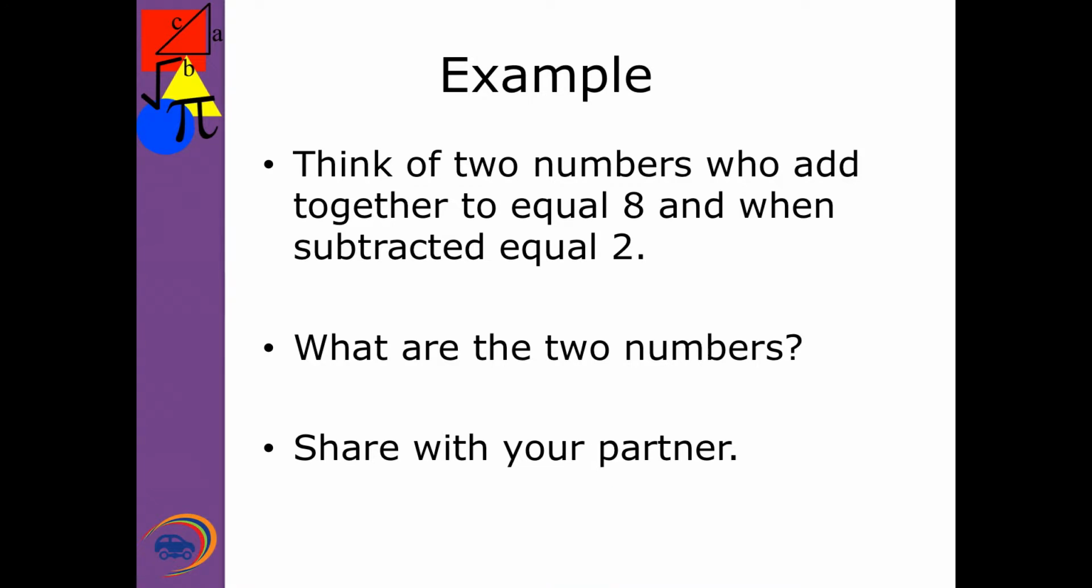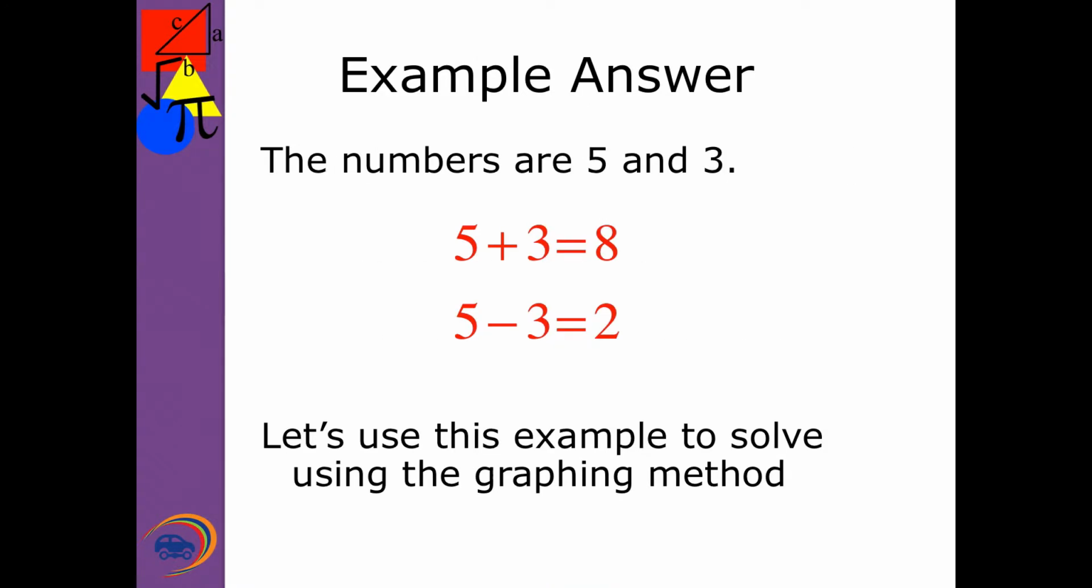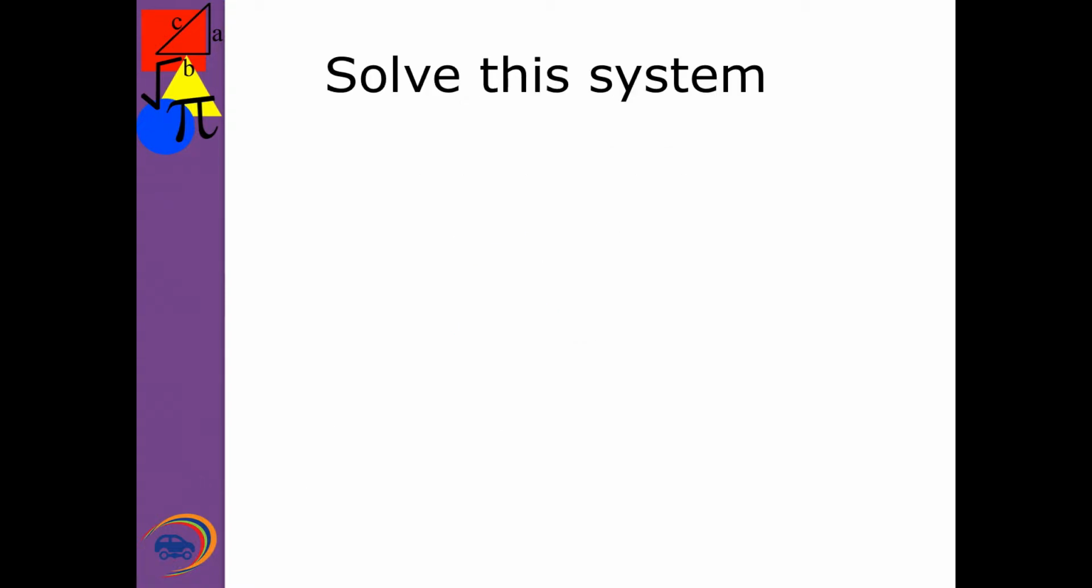Welcome back. Let's see what you got. I got 5 and 3, and they had to be in this order because 5 plus 3 is 8. I know that 3 plus 5 is also 8, but when I subtract them, they had to equal 2. 5 minus 3 is 2. 3 minus 5 is not equal to 2. It's equal to -2. So we're going to use this example that we already know the answer to learn how to graph it.